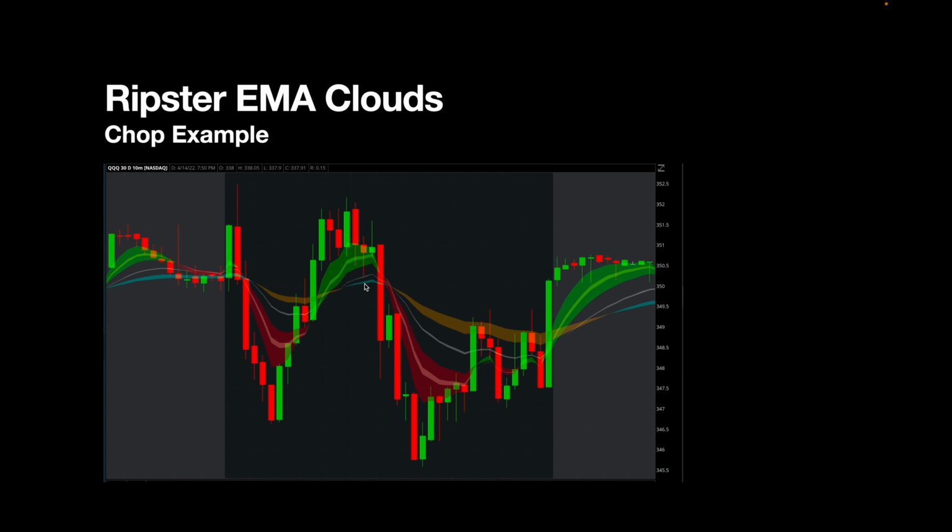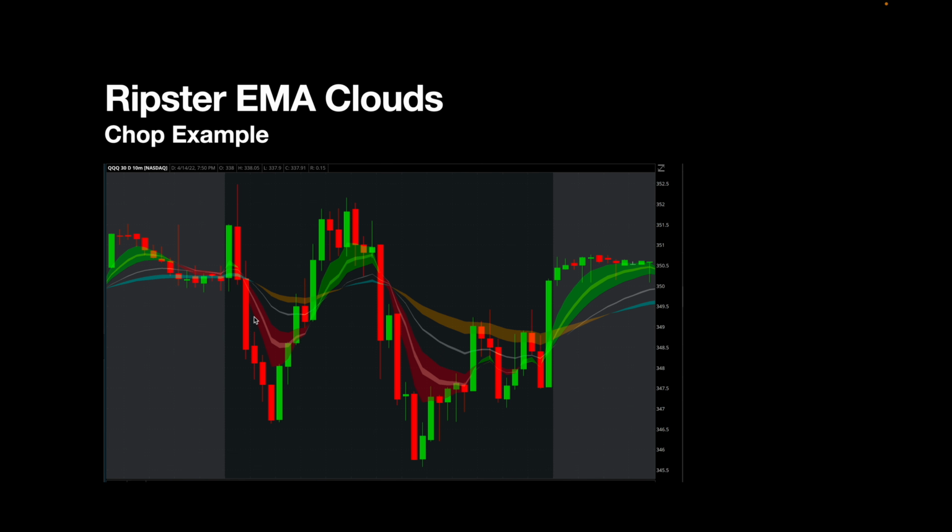And the 34-50 flips over, then it flips back over. This is just a good example of chop. You're seeing all the different colors from all the clouds. It's a hard trade to hold on to. It's really fine for scalping. Probably not something you want to trade intraday. And of course, if you're swinging, you're looking for entries dependent on slightly larger time frames. So you could potentially find some entries for that here.